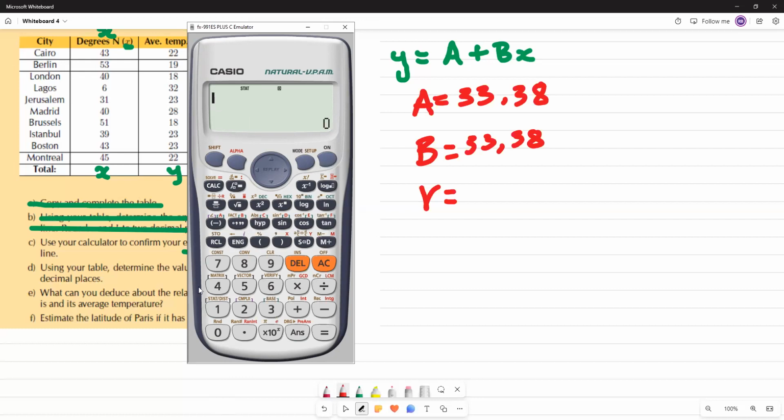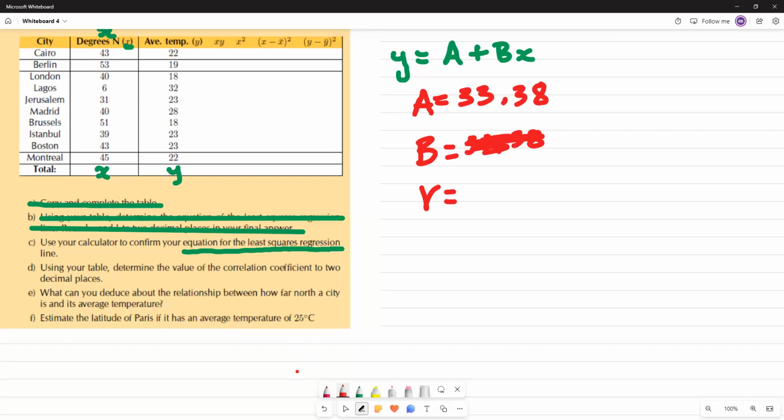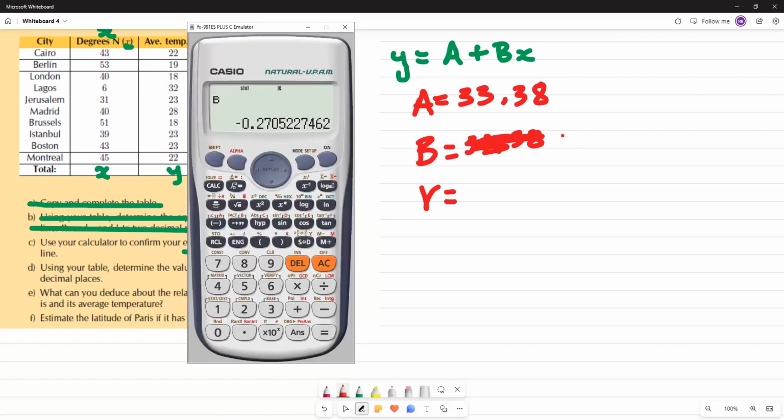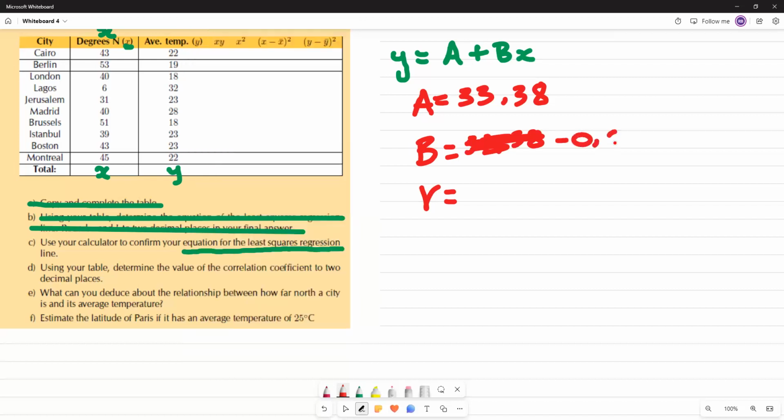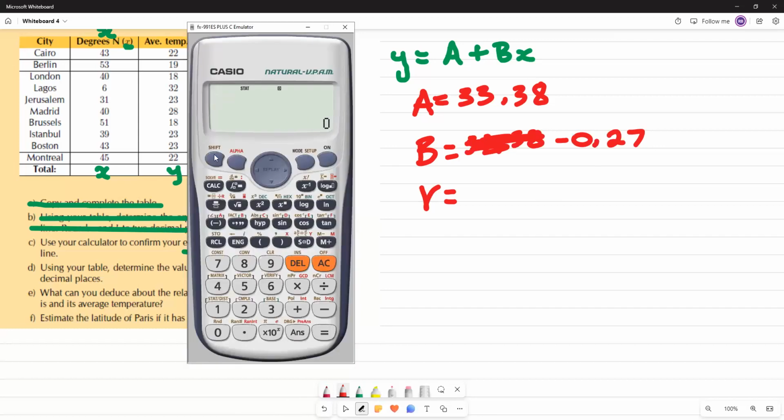But let's just verify. So shift, stats, 5, because it's very rare for them to be exactly the same. Let's see. Yeah, so I was wrong there. It's negative 0.27. Let's just confirm with our A. Shift, 5, 1, equals. Yes, our A is correct.